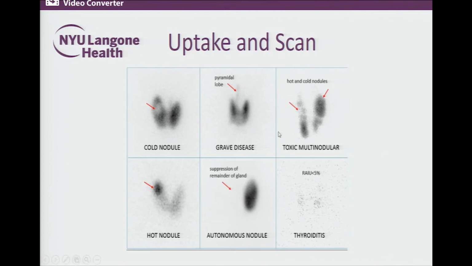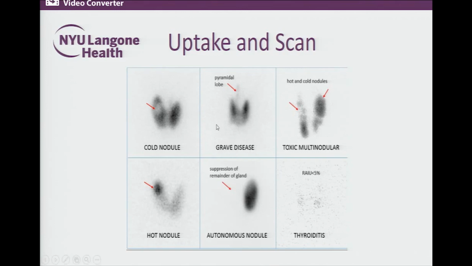And so, for example, in the past, they used to use these uptakes and scan to look for what are called cold nodules, or nodules that don't produce thyroid hormone. The reason we would think that is because those would be more likely to be a cancer, okay? But we have better tests for that now, and so less commonly used.